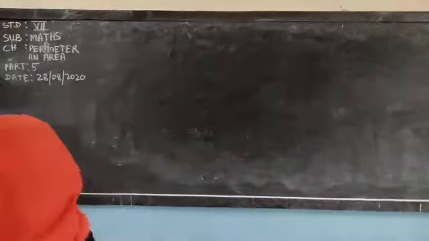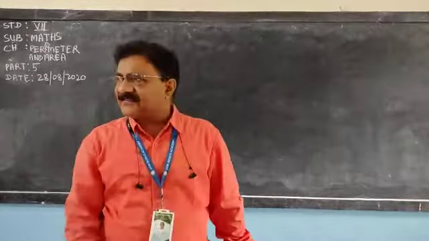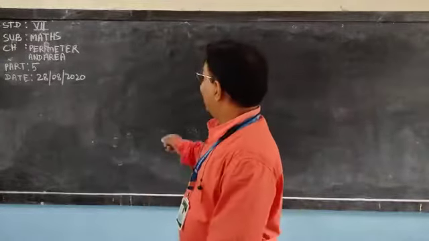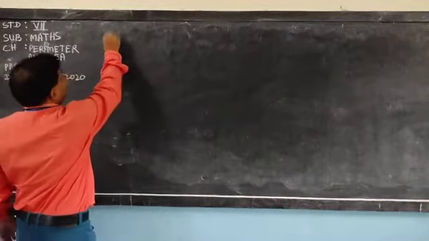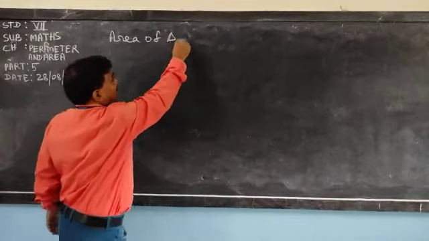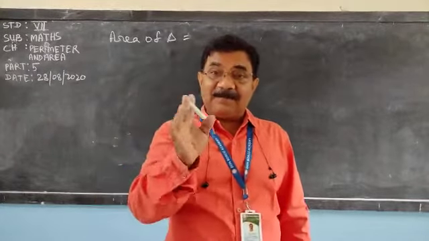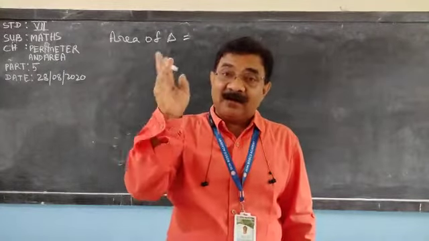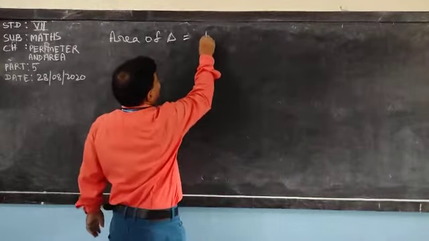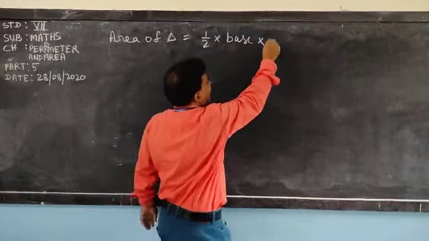Dear children, what we have discussed till today, we were discussing the area of a triangle. In the area of a triangle, if the base and the perpendicular, or the height or the altitude, is given, then we use the formula: area of triangle is equal to half into base into height.